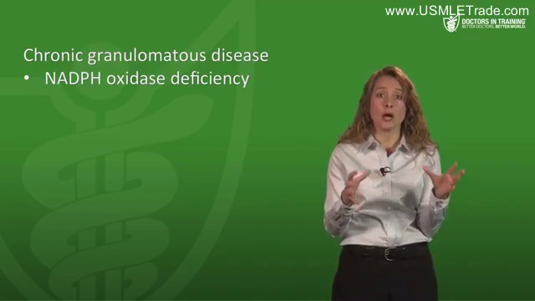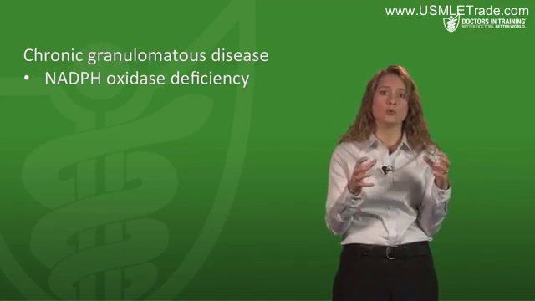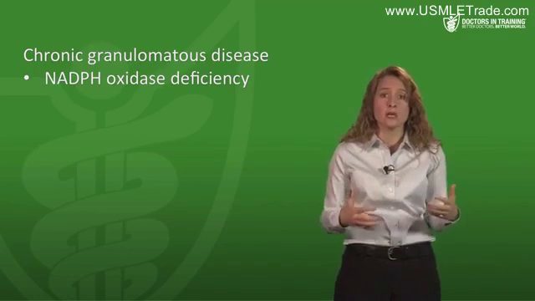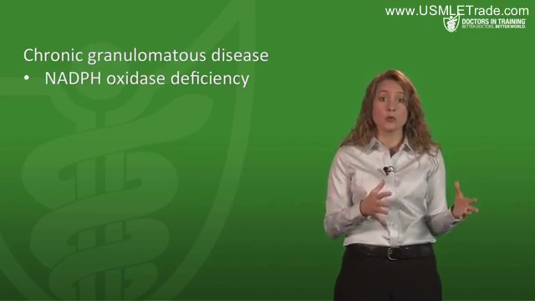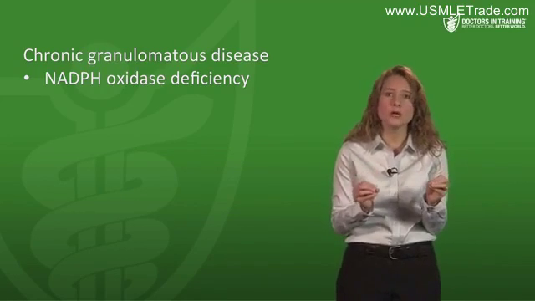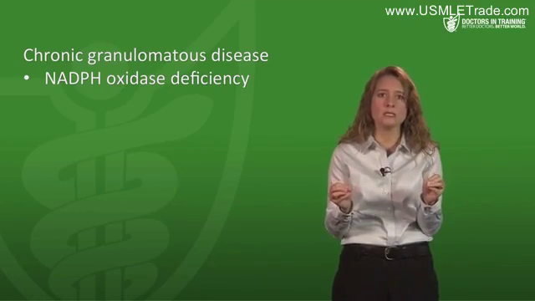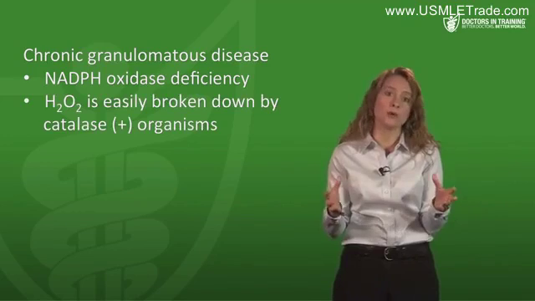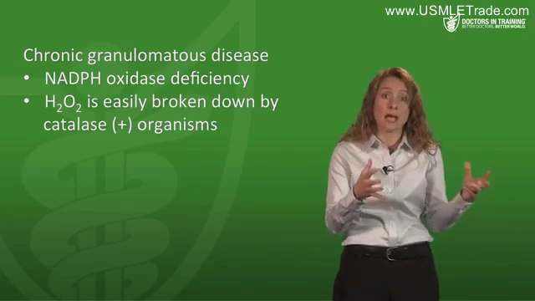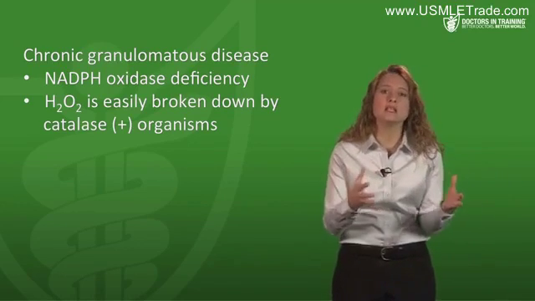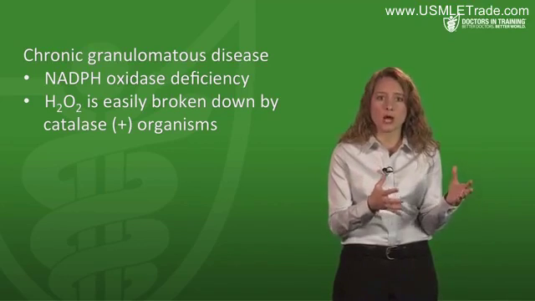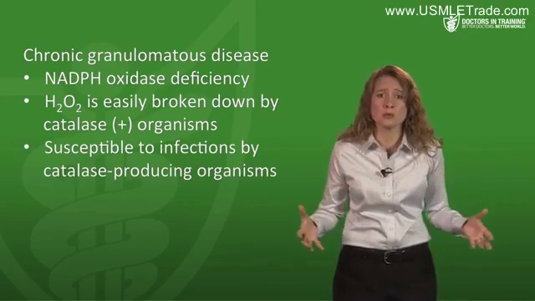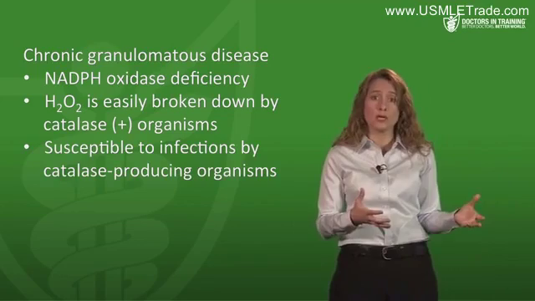Phagocyte NADPH oxidase is used to reduce oxygen to reactive oxygen species, an early step in the formation of hydrogen peroxide and hypochlorous acid. If the host cell cannot form reactive oxygen species, then the small amount of hydrogen peroxide present in the environment will be easily broken down by catalase-positive organisms. This lack of phagocyte NADPH oxidase leaves these patients very susceptible to infections by catalase-producing organisms.